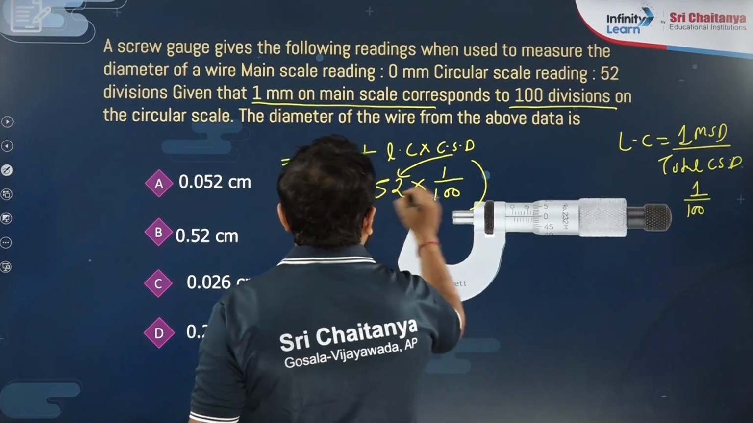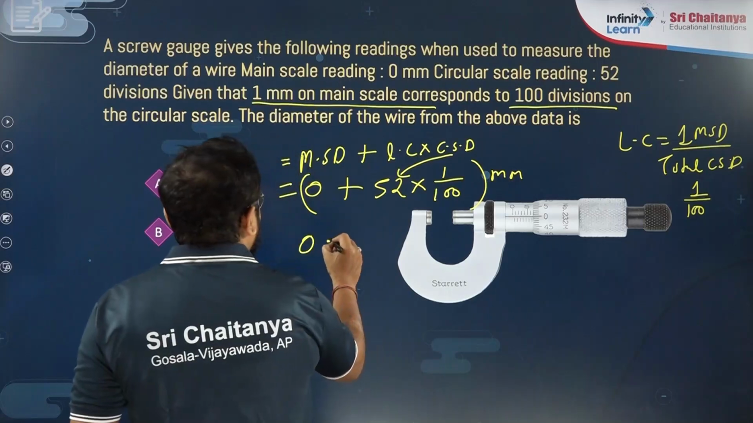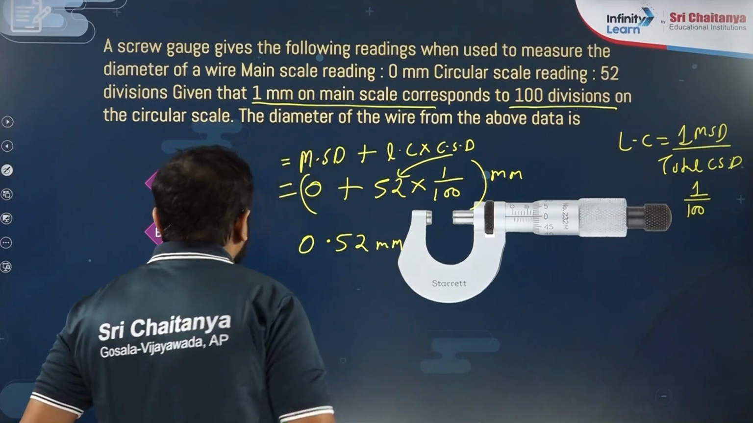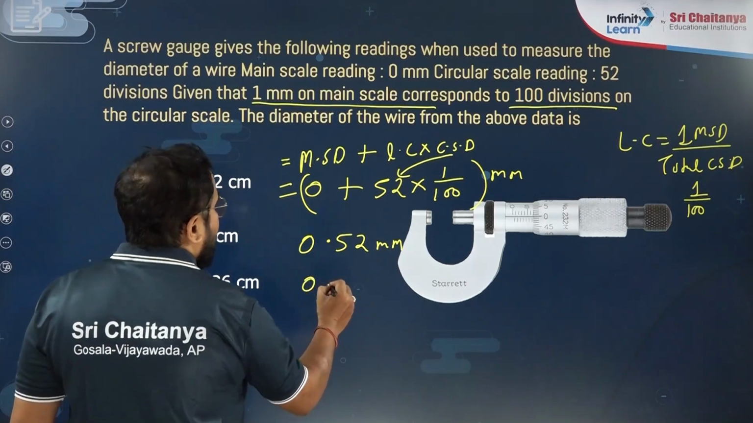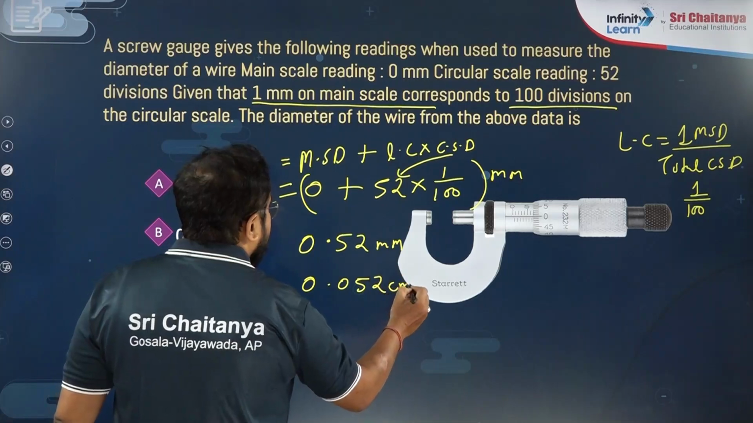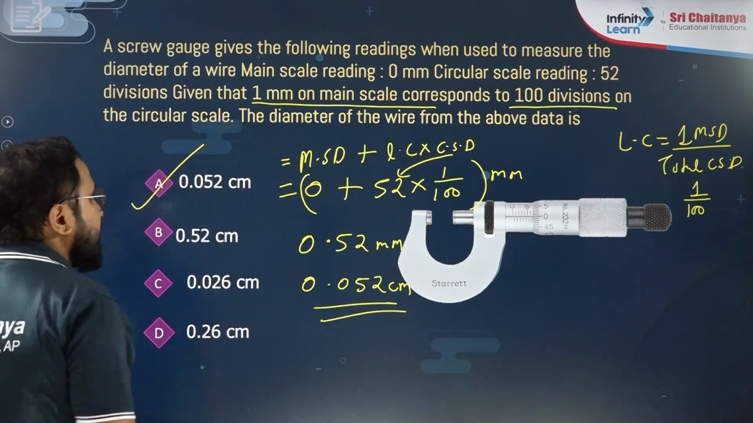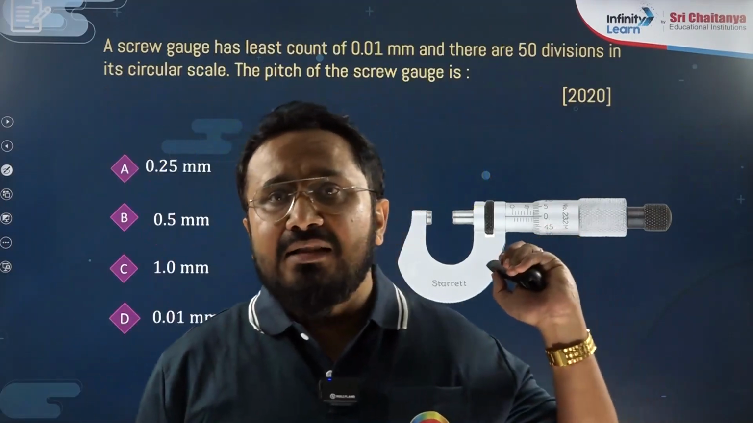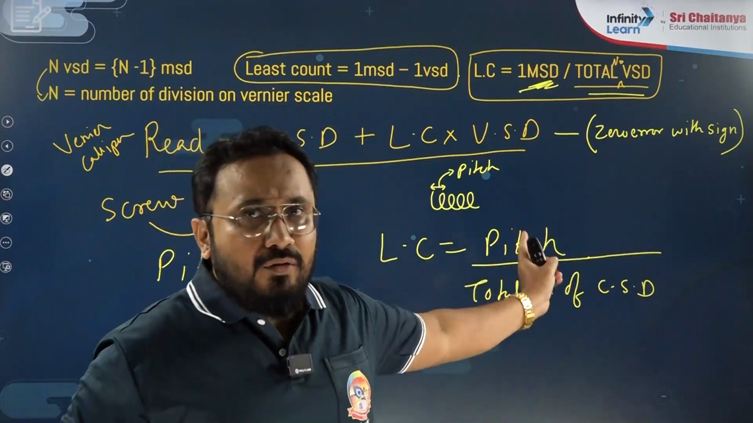This whole value will be in mm. So the answer will become 0.52 mm. Can you see? The answer is given in centimeter, so that means divide by 10 also. So it will become 0.052 centimeter. Where is this answer? Can you see? This is the answer. No need to get confused. As you can see here, very clearly I have given you one formula.